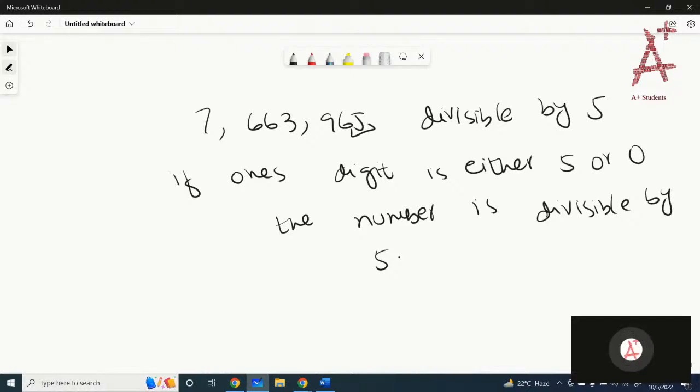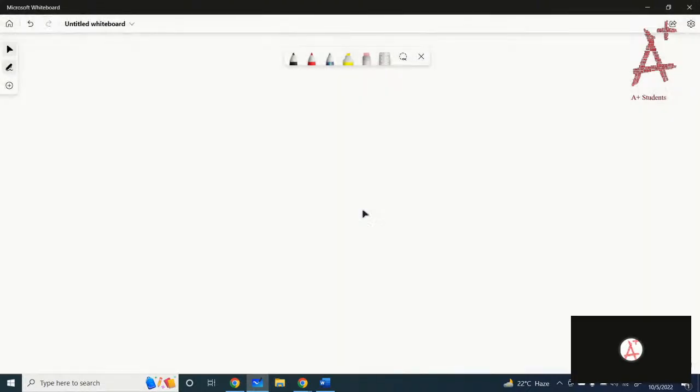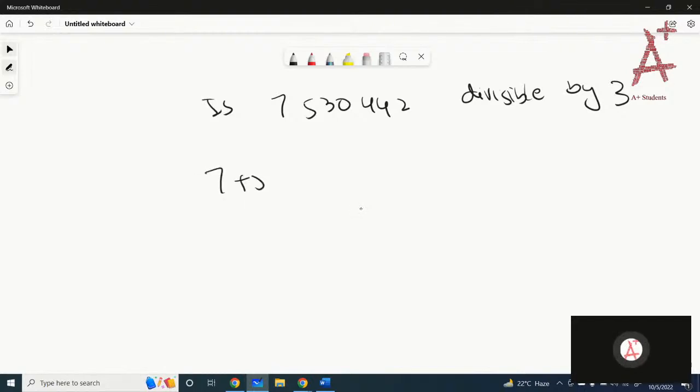Okay, the next one is: is 7,530,442 divisible by 3? So what is the divisibility rule for 3? Yes, the divisibility rule for 3 is you have to add all the digits. If the sum is divisible by 3, that means yes, the number is divisible by 3. Got it? So just sum up all the numbers.